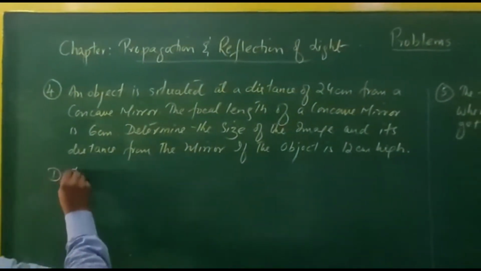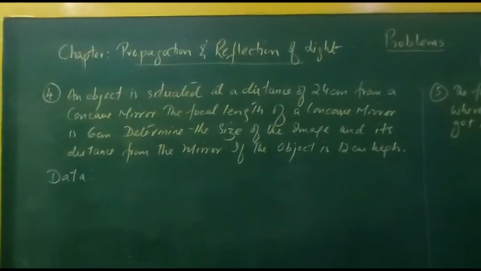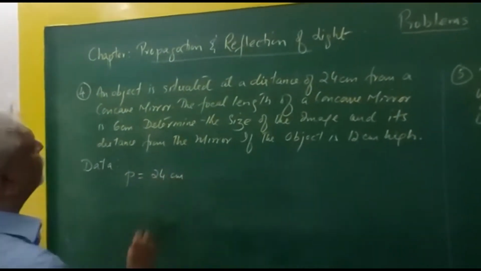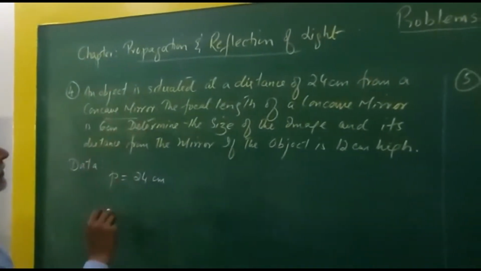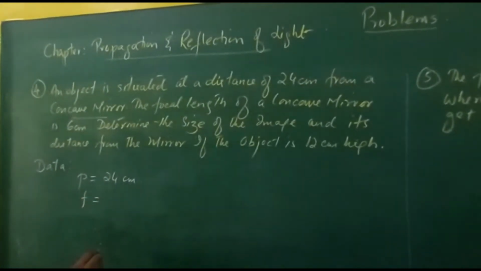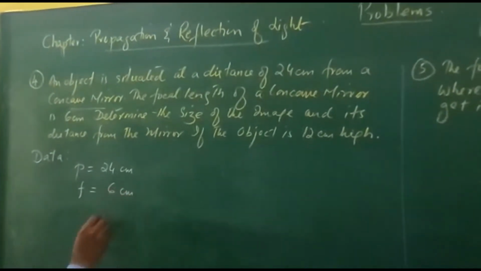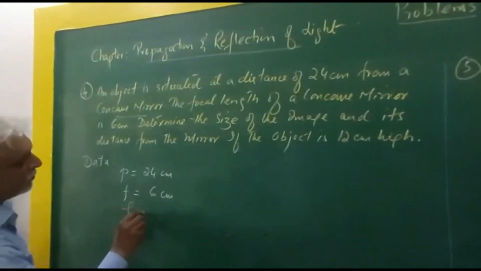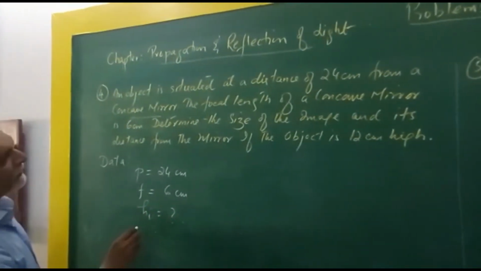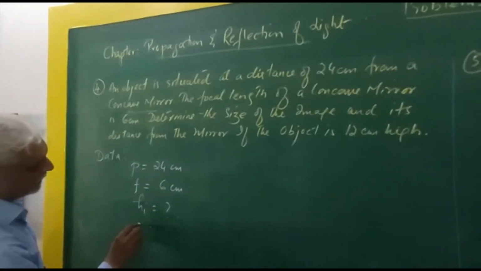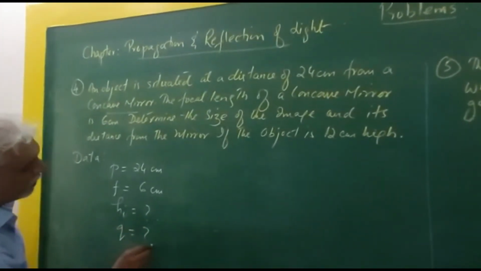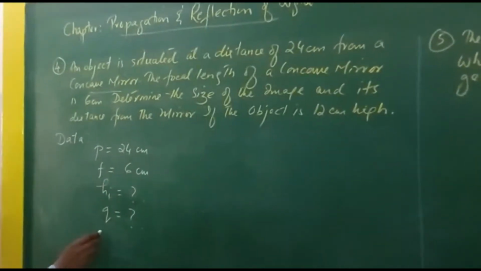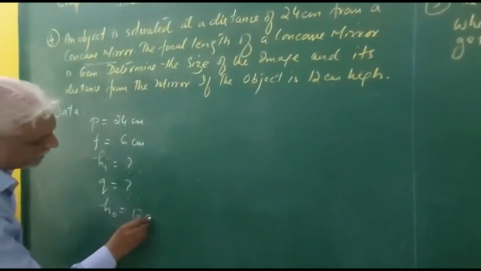It says here that an object is situated at a distance of 24 centimeters. So your object distance p is 24 centimeter from a concave mirror. The focal length of the concave mirror is 6 centimeter. Determine the size of the image. That means the height of the image is what you need to find out, and its distance from the mirror. That means the image distance q is equal to how much? And the object is 12 centimeter high.